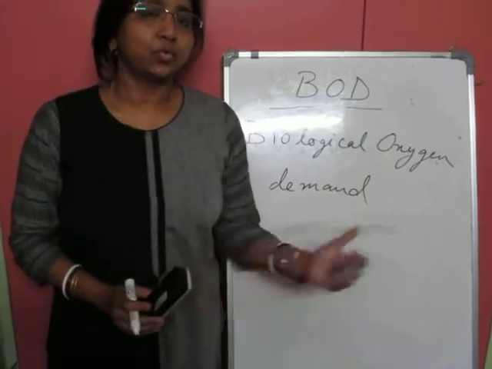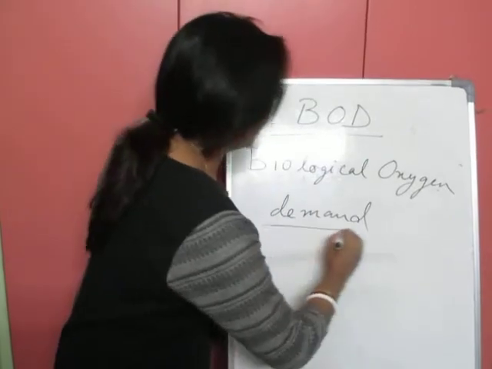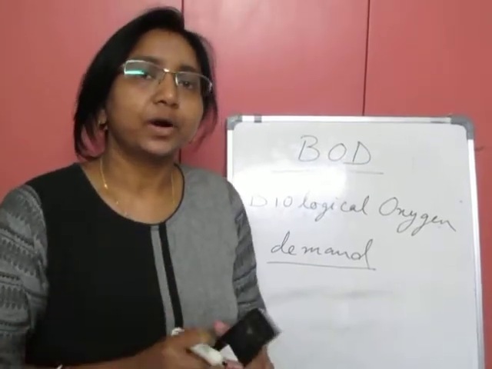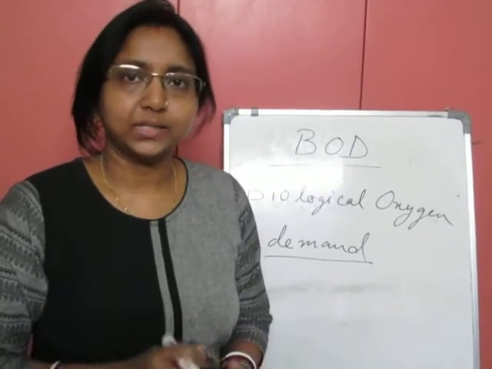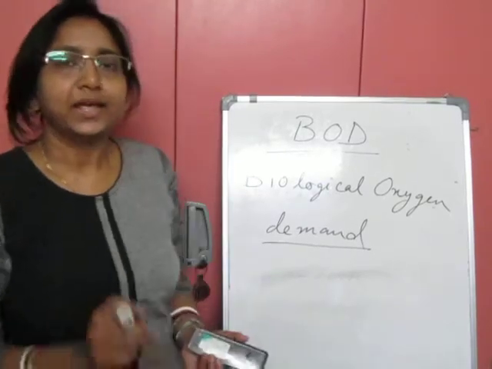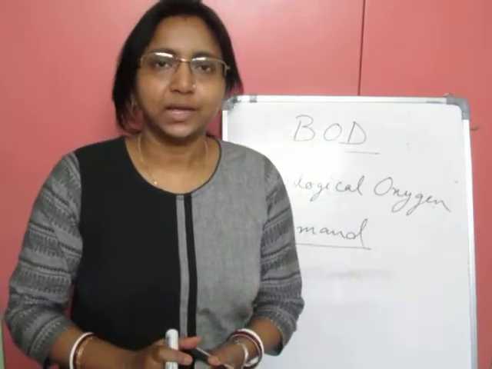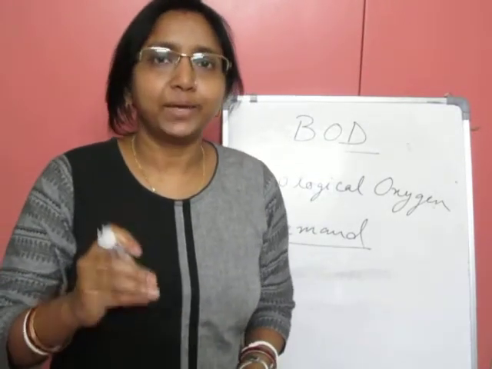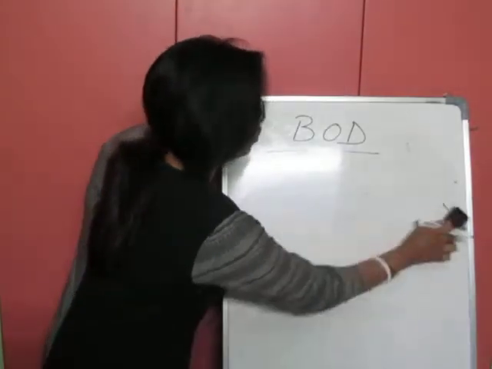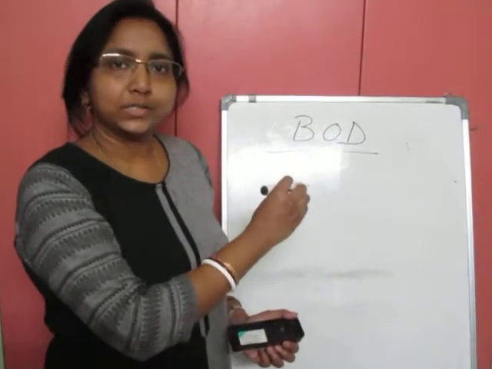Now can you tell what is biological oxygen demand? Demand means the requirement of the oxygen. So for which purpose is it required? Is it for respiration? No, it is not for respiration. It is required to decompose the organic waste materials. It may be dead plants, it may be dead animals. So when organic matter is decomposed, we require oxygen.